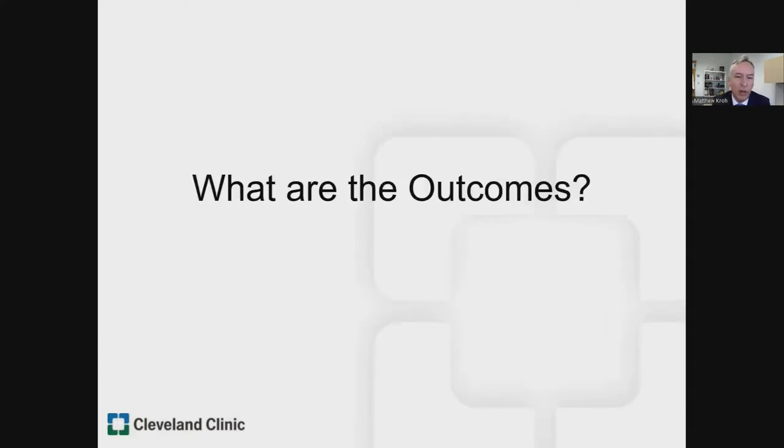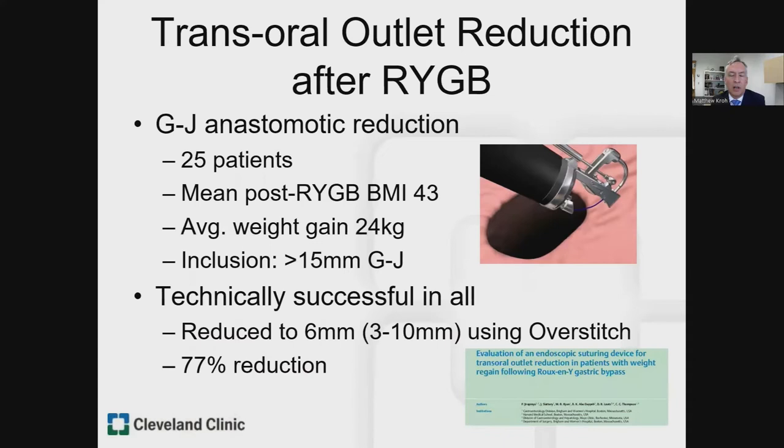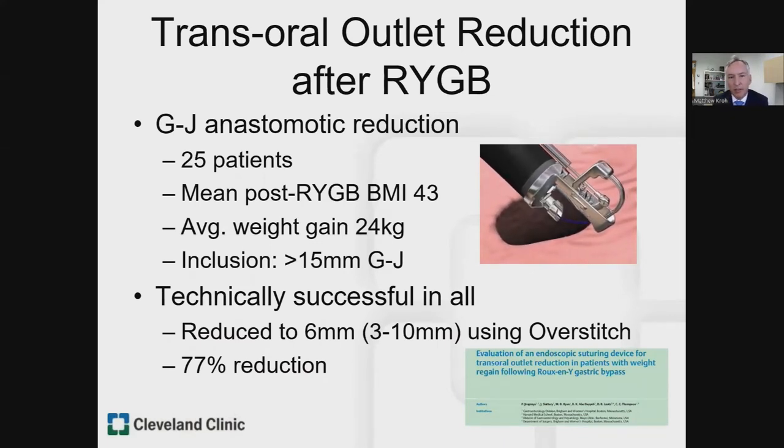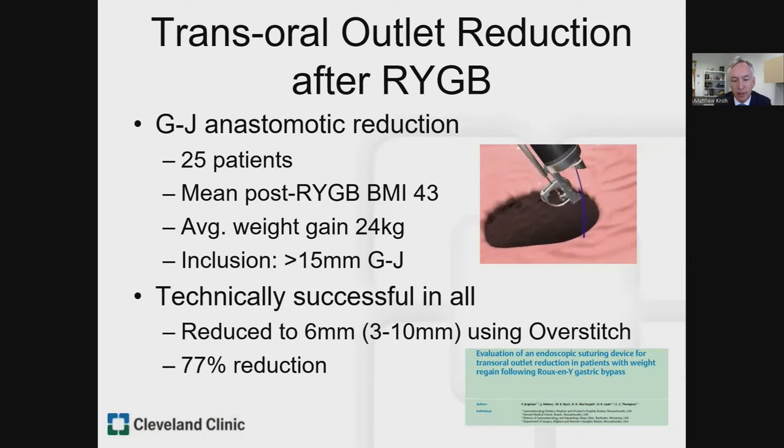So really, what are the outcomes for endoscopic revision of gastrojejunal anastomoses? Well, one of the first series looked at really the technical and early outcomes of revision of gastrojejunostomy after gastric bypass with weight regain. All these patients had weight regain after a primary Roux-en-Y gastric bypass, on average about 24 kilograms, with dilated gastrojejunostomies, and their definition was a 15 millimeter gastrojejunostomy.